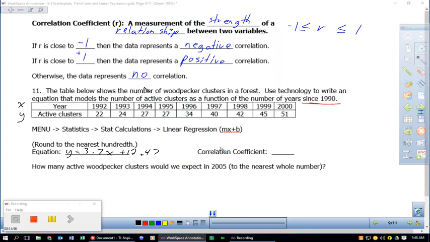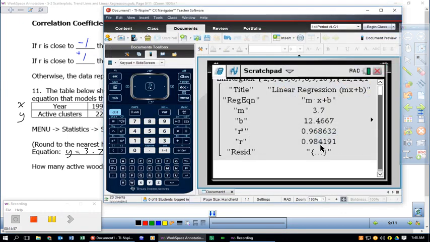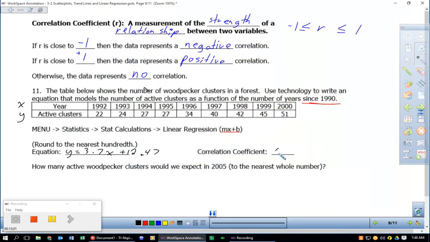Now the correlation coefficient is the R value, 0.984. That's really close to 1, so that is a positive correlation. It's a positive correlation because it's really close to 1. Again, go back and watch that if you need to.